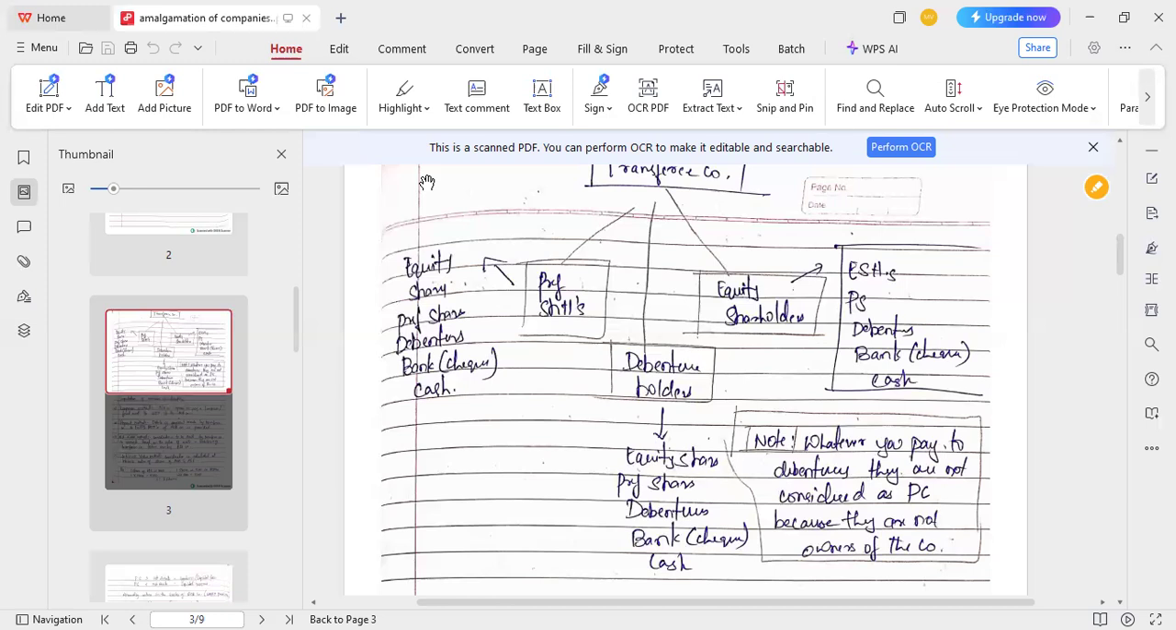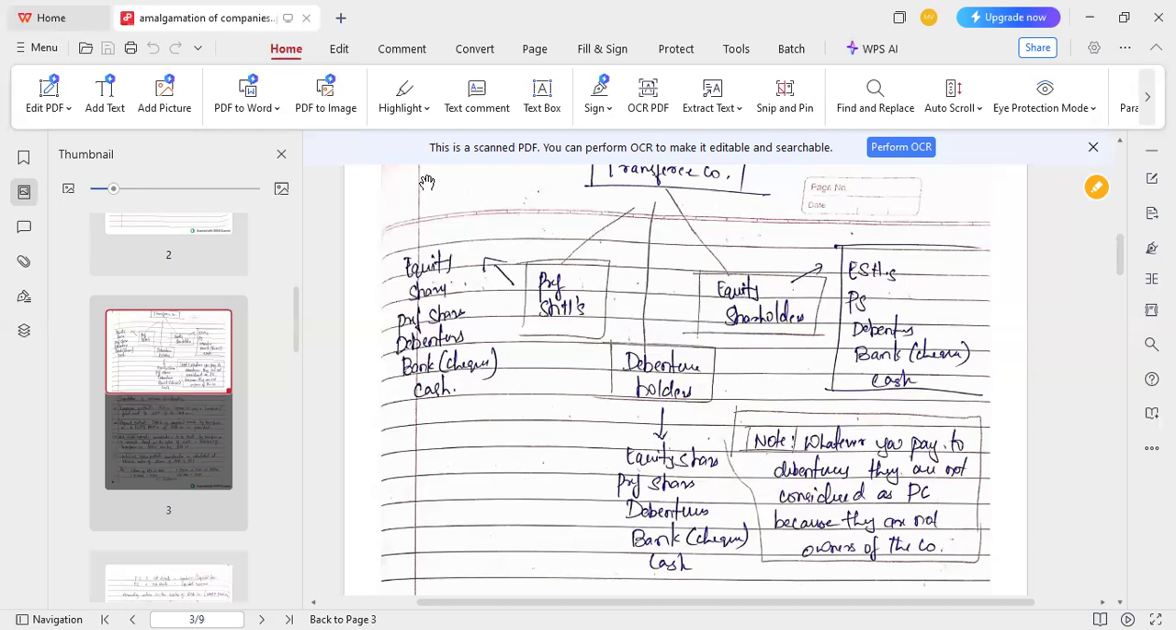The transferee company will not give the purchase consideration to equity shareholders only in the form of equity shares. It can give in the form of preference shares, debentures, cheque, or cash. For preference shareholders, the same goes here as well: in the form of equity shares, preference shares, debentures, or through cheque or cash. The same holds for debenture holders. Right. Equity shares, preference shares, debentures, bank cheque, or cash.